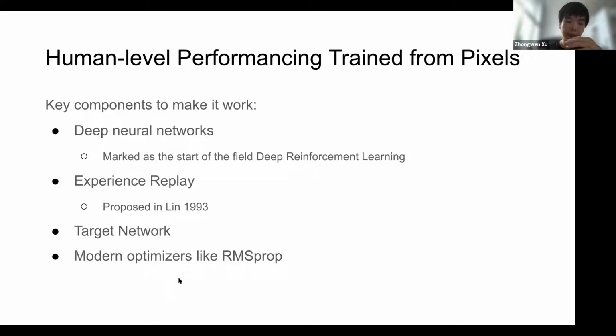Finally, I think the success of DQN could not have happened without the many developments in the deep learning field, including modern optimizers like RMSProp. All these important pieces put together made the breakthrough in the DQN paper.